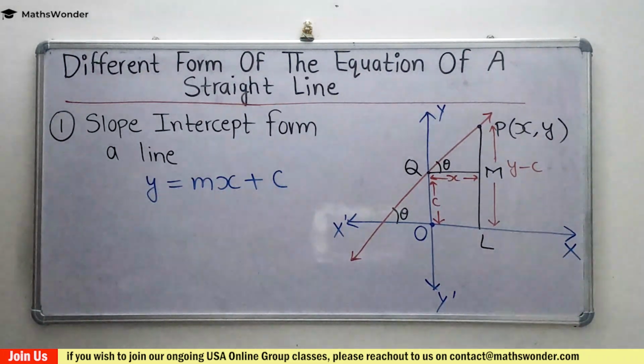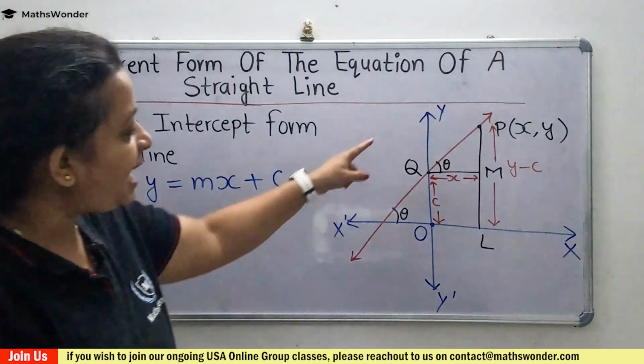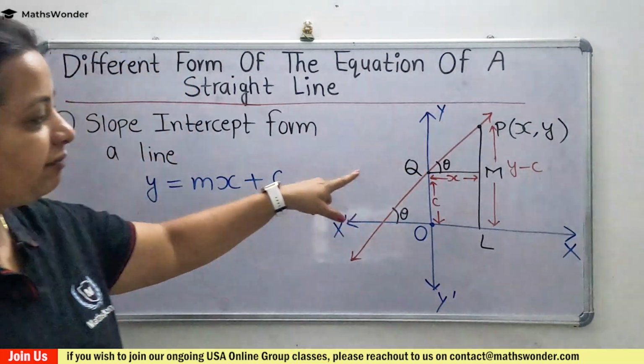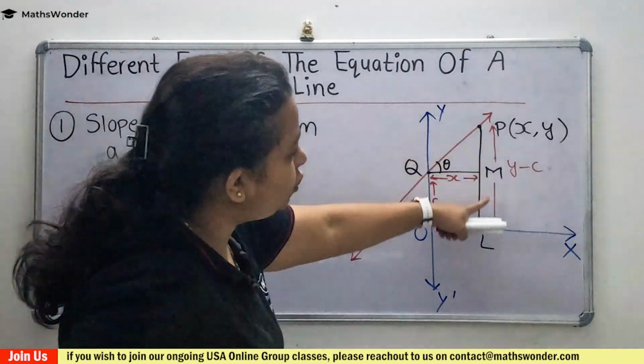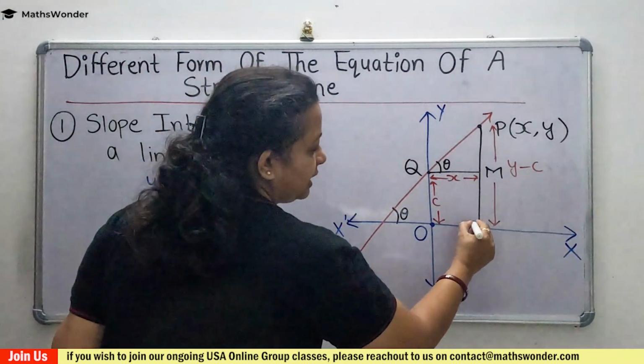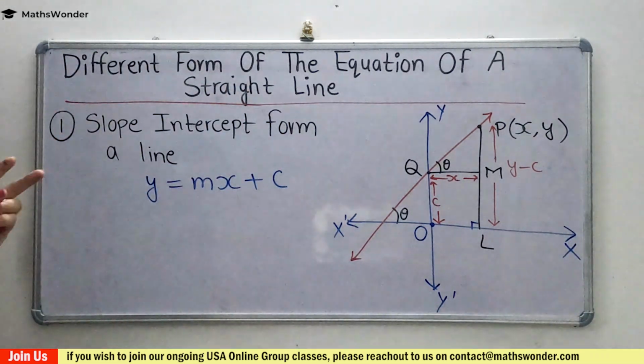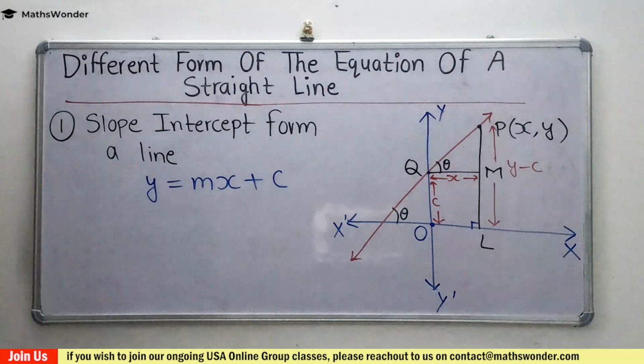Let the given line intercept the y-axis at Q and make an angle theta with the x-axis. Then m equals tan theta. Let P(x, y) be any point on the line. Draw PL perpendicular, meaning 90 degrees, to the x-axis, and QM is also perpendicular to PL. Anyway, now come to the direct formula.